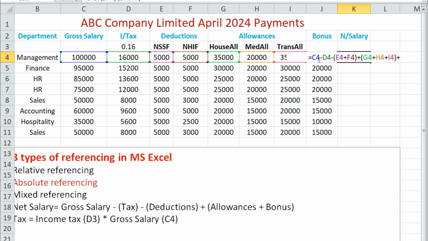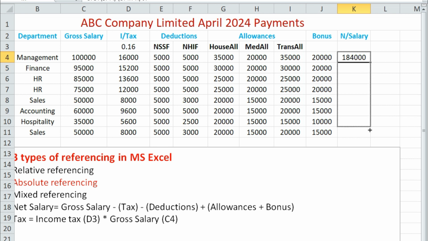Bonus is not visible here because of this formula, but we know that it's J4 because this is I4. Then you press enter. Pop. Imagine from 100,000 to 184,000 shillings. Wow. Then you pull down like that.